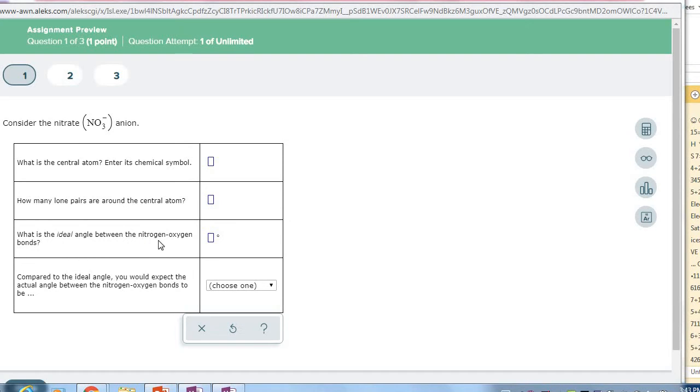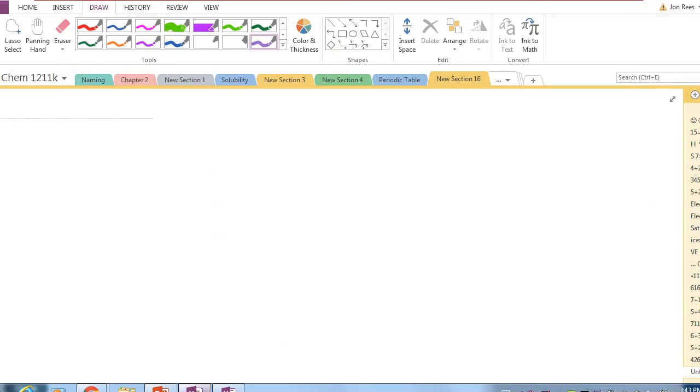What is the ideal angle between the nitrogen and oxygen bonds? And then, because of some geometry, maybe some lone pairs, maybe because of double bonds, might we expect something to be somewhat different? So let's see if we can do this in the NO3 minus anion.